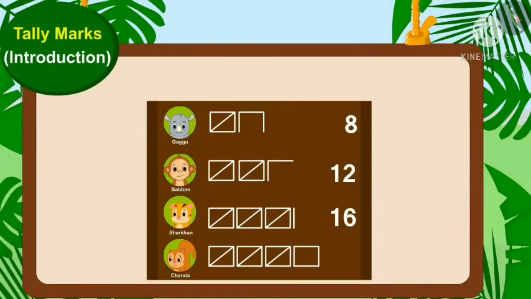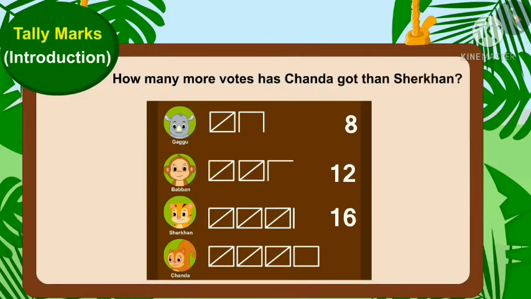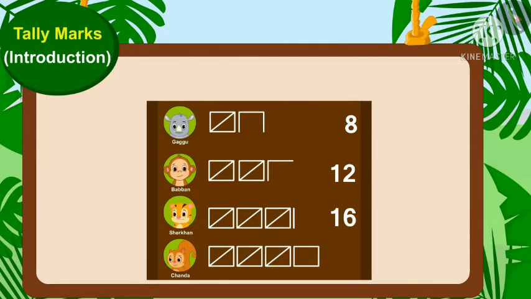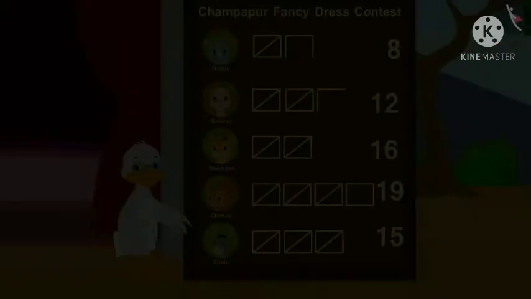Now, can you tell how many more votes Chanda has got than Sher Khan? If you wish to, you may stop the video and find the answer. Yes, Chanda has received 19 votes and Sher Khan has got 16 votes. This means Chanda got 3 more votes than Sher Khan.